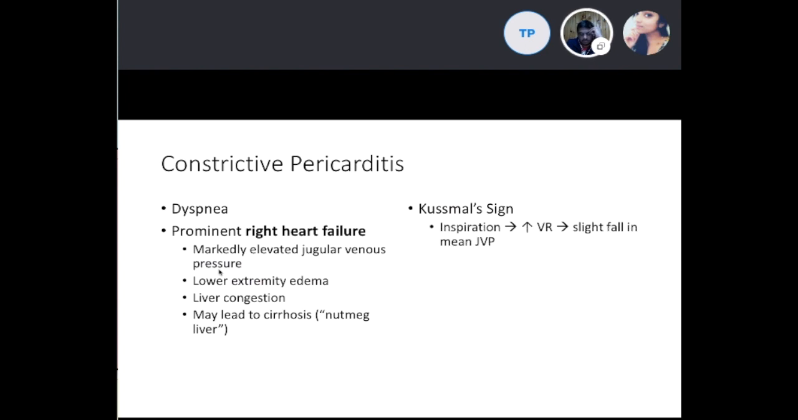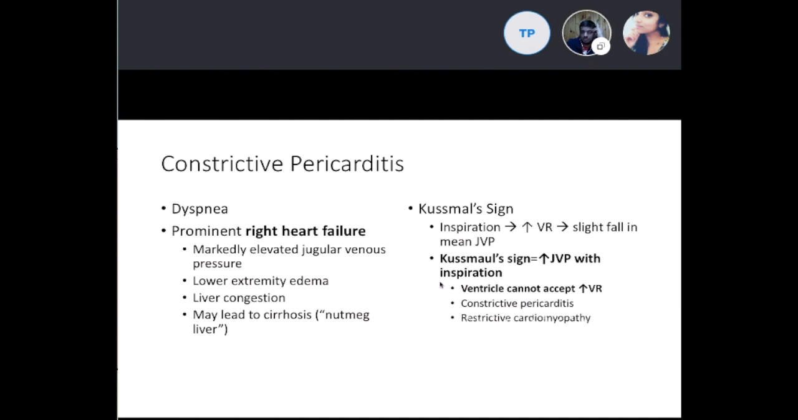And then in constrictive pericarditis, you'll also see Kussmaul sign, which is inspiration increasing the venous return, and there's a slight fall in the mean JVP. So this is what you should see in a normal patient. But a patient who has a Kussmaul sign will have an increased JVP with inspiration. And that's because the ventricles cannot accept the venous return. And that's due to the ventricles being surrounded by a calcified sac, and it cannot expand. So it will lead to a constrictive pericarditis.